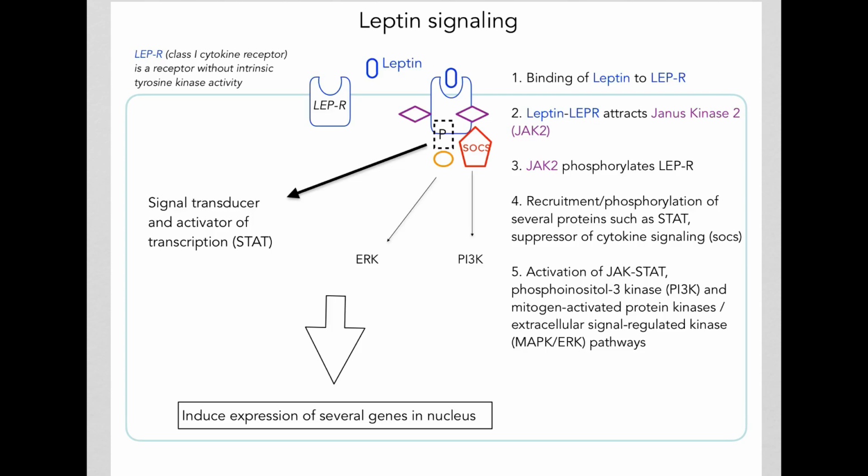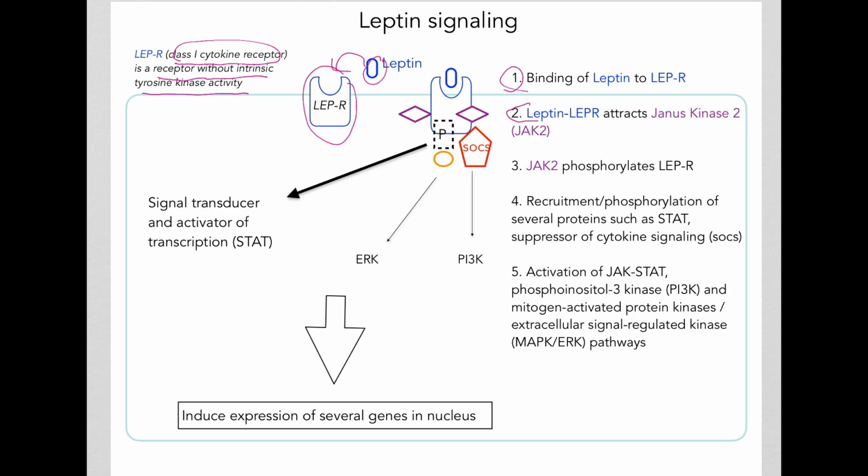A few words about leptin signaling. The leptin receptor, LEPR, is a receptor without intrinsic tyrosine kinase activity. We'll talk more about these receptors and cell signaling in future videos. This is a class 1 cytokine receptor. When leptin binds to the leptin receptor, which is the first step, unlike the insulin receptor, this receptor does not have tyrosine kinase activity.